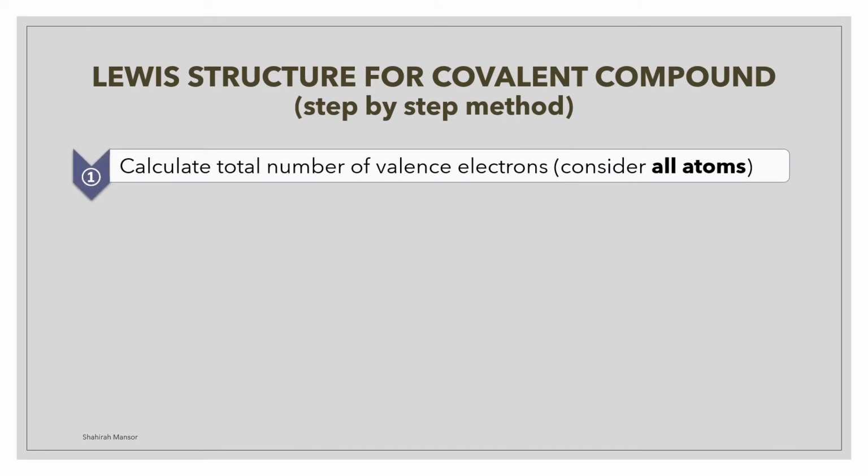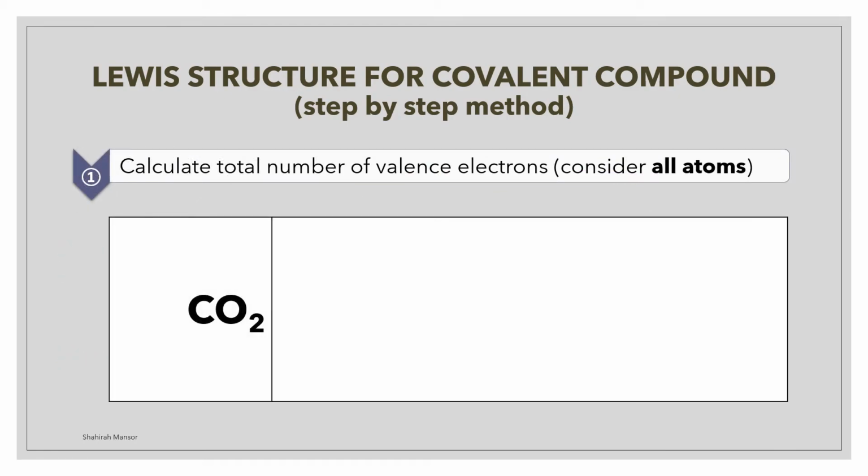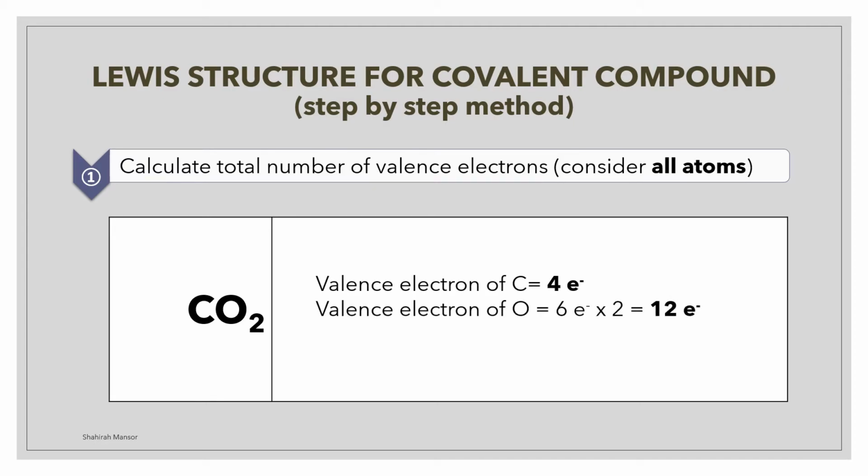Nak something yang lebih mencabar? Let's try drawing Lewis structure for carbon dioxide. So again, the first step, calculate total number of valence electrons. So for carbon, we have 4 valence electrons. Oxygen has 6 valence electrons, so seems ada 2 O dekat sini. So you have to times 2. So the total valence electrons will be 16 electrons.